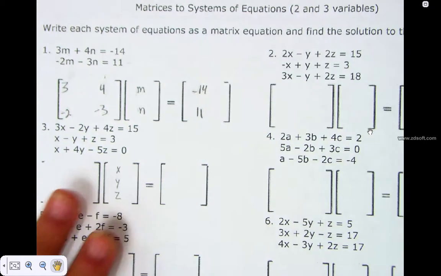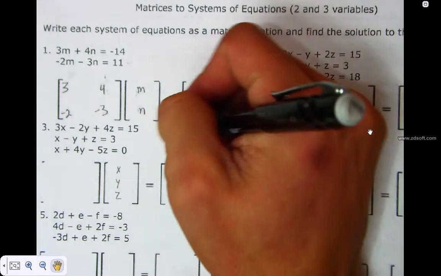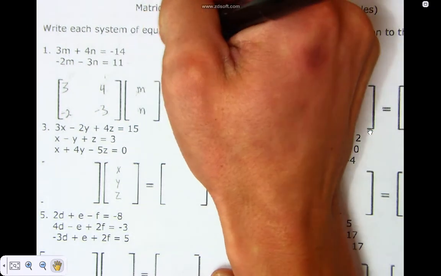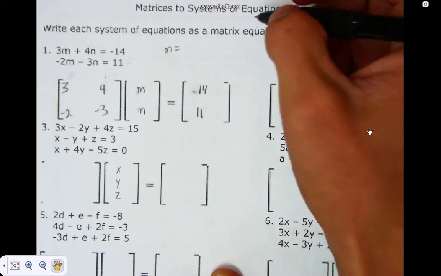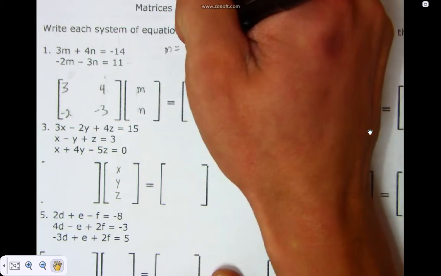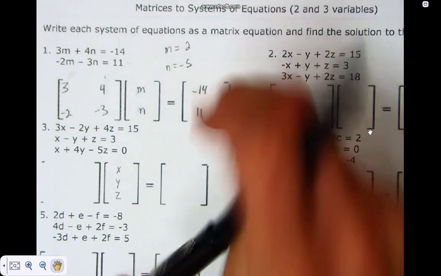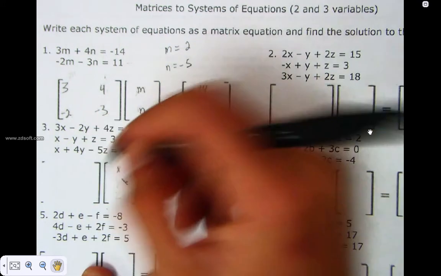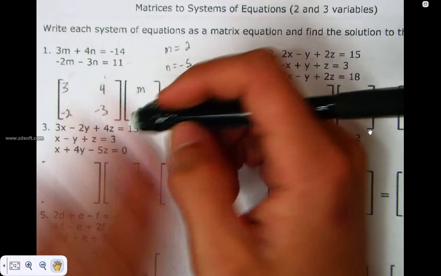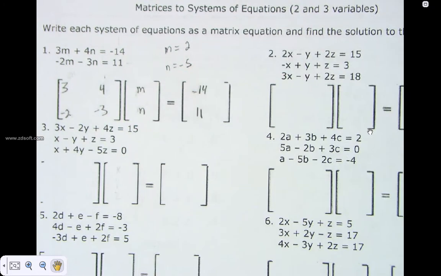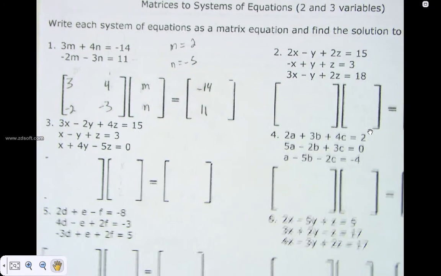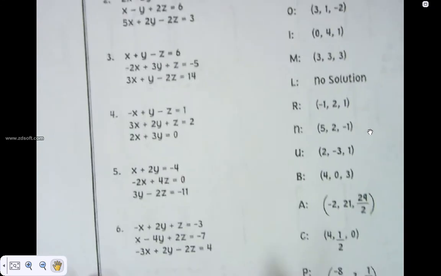And you could go ahead and write that right outside of here. So m equals, what was it, 2, n equals -5. Now let's go ahead and do a 3 by 3. Actually, let me go ahead and do this one. I like this one a lot because it's confusing.